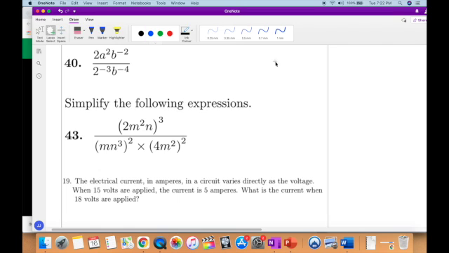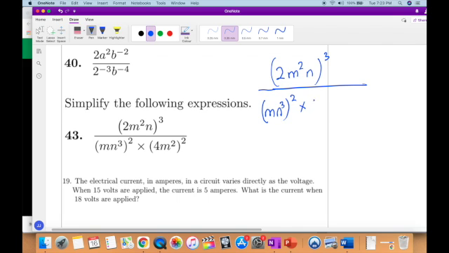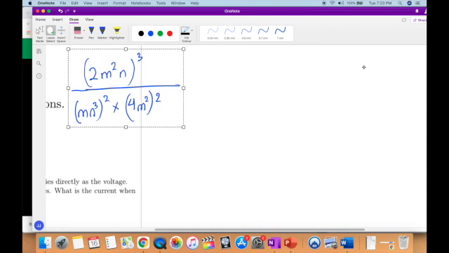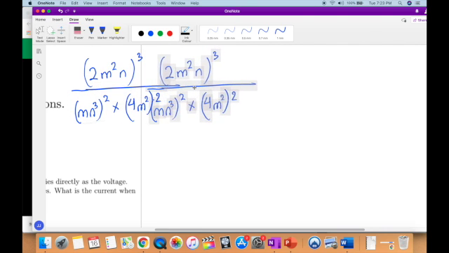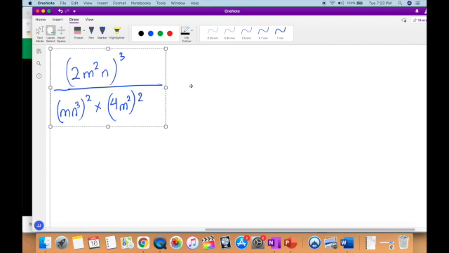So I have here 2 to the m squared n, all to the power of 3, divided by m n cubed, all squared, multiplied by 4m squared, all squared. I will do this one for you, because if I do it all, you don't do the work.